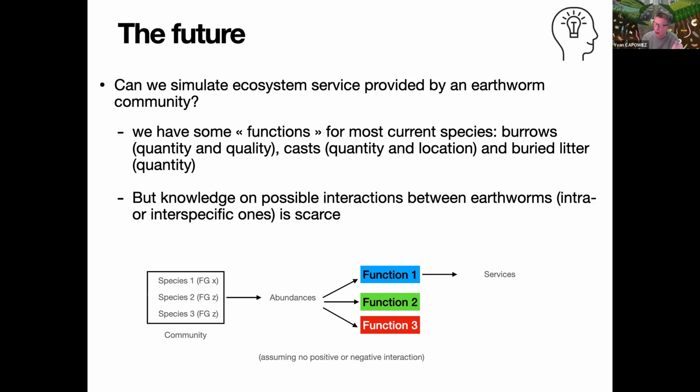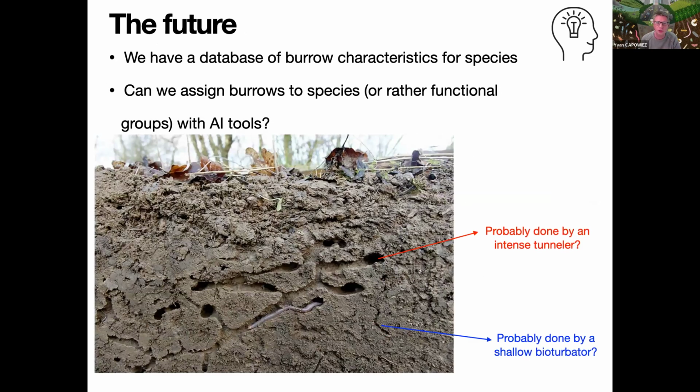The other approach for the future is to use artificial intelligence, of course. For example, you can observe in the field a lot of burrow systems. And because we have a database of burrow systems made by a lot of species, we can try to assign burrows to species. It will be very difficult, but at least to functional groups. For example, in the picture here, you can see very thin burrows, almost refilled, probably made by a shallow bioturbator in blue here, and very large burrows. It's quite horizontal, and we can assume it's made by an intense tunneler. This is the true view we can have with these new functional groups.